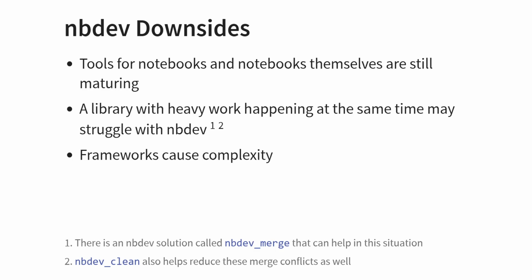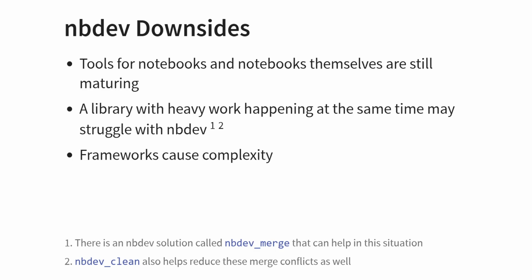And nbdev clean is another thing that really helps this by removing a lot of the metadata. So if the only difference was the execution of the cells or something minor like that, it was just a metadata issue, that's not going to cause merge conflicts. So I think you can do some development with multiple users, but it's more complicated than if it were just .py files, probably because it's less mature.